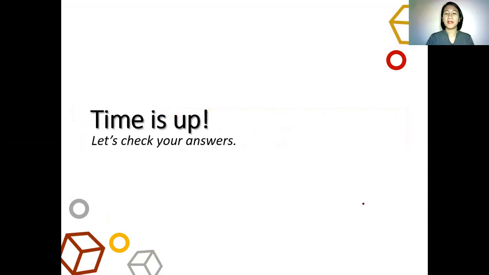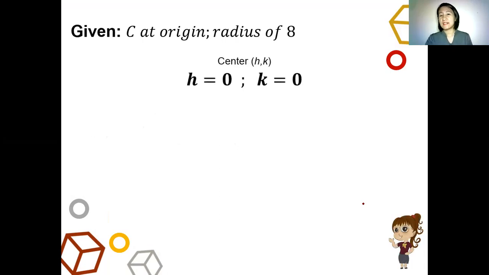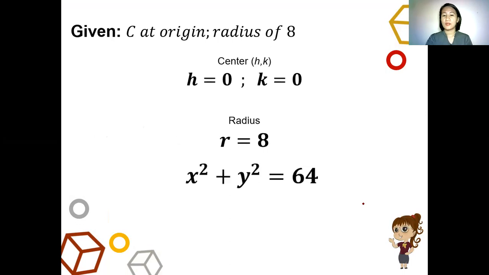Okay, time's up. Let us check your answers. C at origin, radius of 8. So your center is at the origin, therefore h and k will both be 0. And the radius is 8. Now we substitute it in the formula, and it will be x squared plus y squared equals 64. I will no longer be explaining this in detail, since this is somehow the same example as the first one.